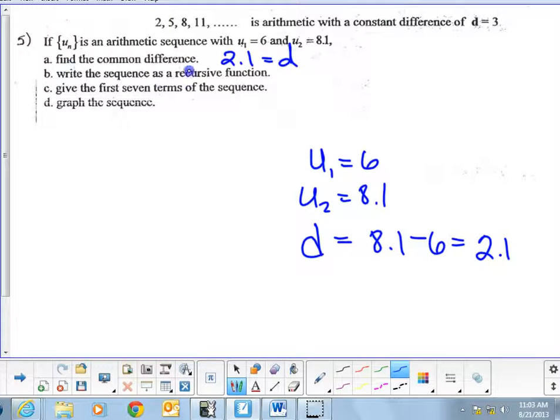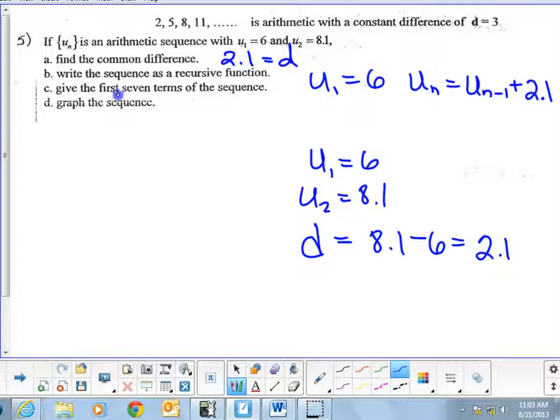B says write the sequence as a recursive function. What two things do you have to tell me when you write recursive? U sub 1 is 6. I know it's already up there, but you still have to, it's part of the recursive form. And then you say u sub n is? The previous term, u sub n minus 1. And what are we doing to this guy? Adding 2.1.